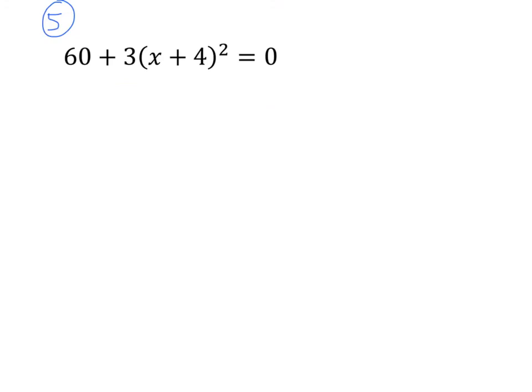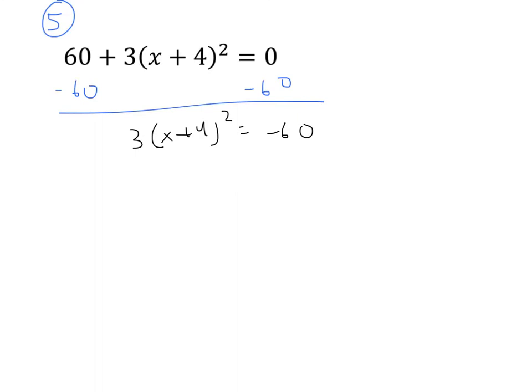All right, let's see if you did it. I'm going to subtract 60 from both sides. We end up with 3 times x plus 4 squared is equal to negative 60. Let's still try to get x plus 4 squared by itself. So let's divide both sides by 3. And we end up with x plus 4 squared is equal to negative 20. Now that I have this x plus 4 squared by itself, let's take the square root of both sides.